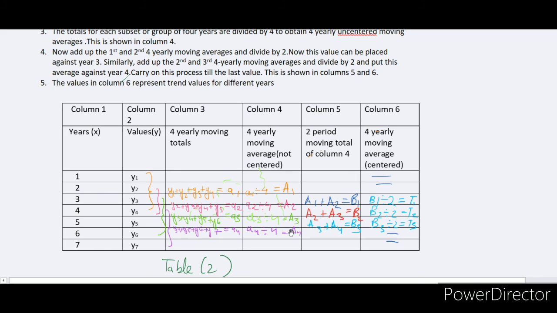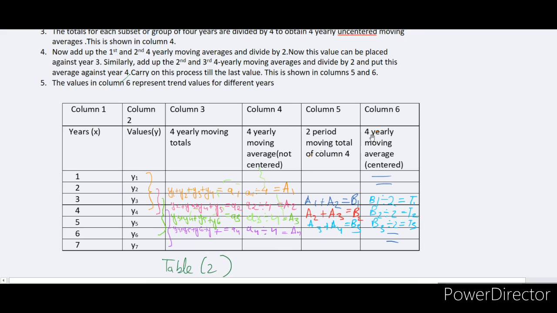Now in columns 5 and 6, where we have centered the moving averages, hence we have values for years 3, 4 and 5, we're dividing by 2, because again, going back to the concept of the average, average means the total divided by the number of observations. So here we have taken two quantities, A1, A2, we have added them, we get B1. So B1 divided by 2 because there are two quantities. So that is how we arrive at the trend value, or in this case, the last column represents a 4 yearly moving average which has been centered.